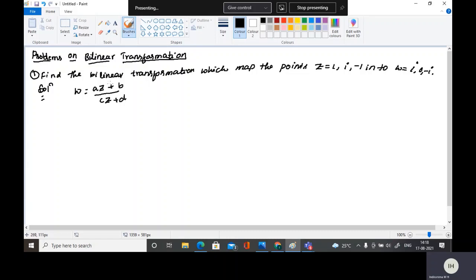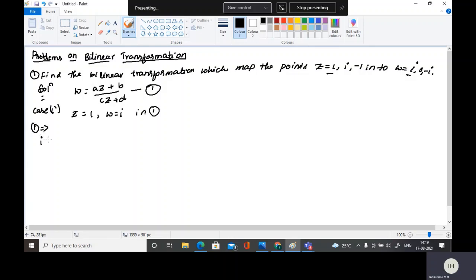So we should find the values of a, b, c, d. For that we should consider the given set of points of z and w. Since here 3 sets of points of z and w are given, I will consider 3 cases. In case 1, corresponding points only we should consider. Case 1, so put z is equal to 1 and w is equal to i in equation 1.